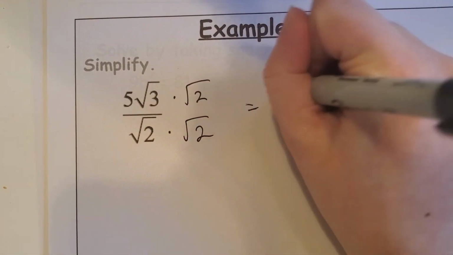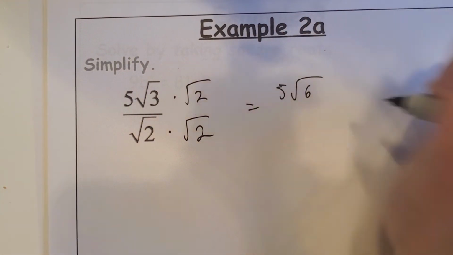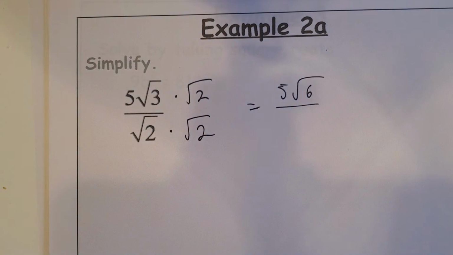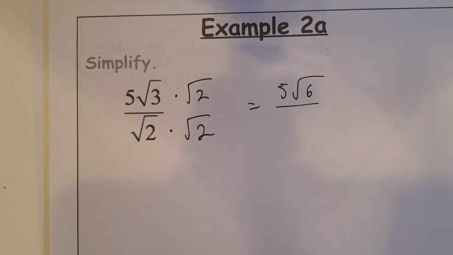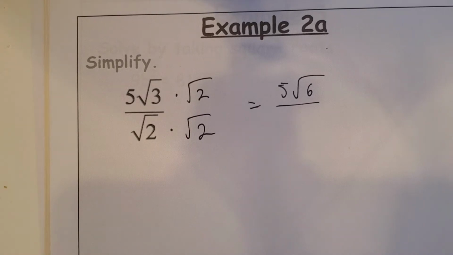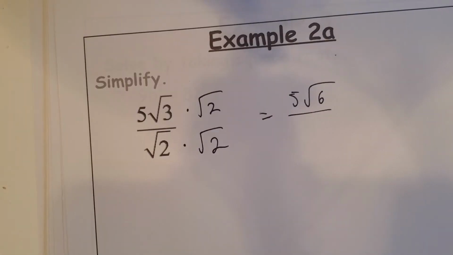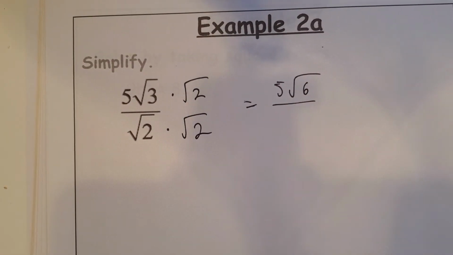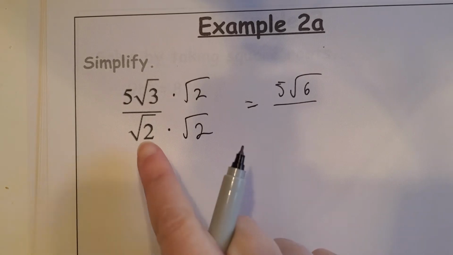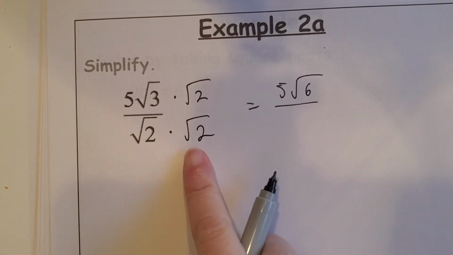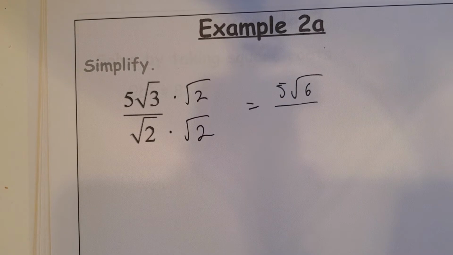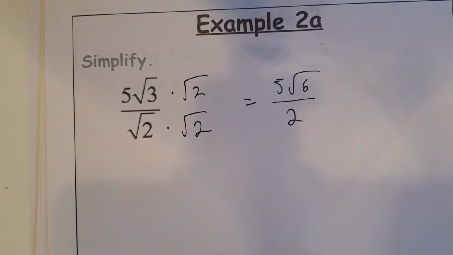So this is 5 root 6 over, and this is the shortcut. We know we're going to use the same process for the square root of 2 times the square root of 2. It's the square root of 4. But 4 is a perfect square. The square root of 4 is 2, and that's the whole reason why we do this. The square root of 2 times the square root of 2 means that the radical symbols are going to cancel out. So root 2 times root 2 is just 2.